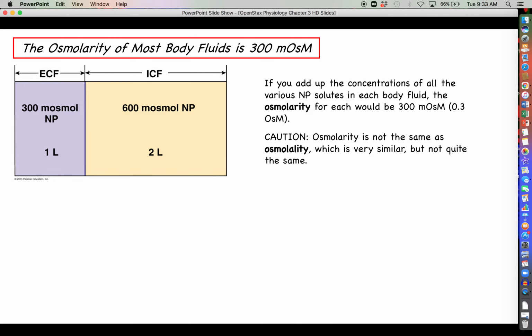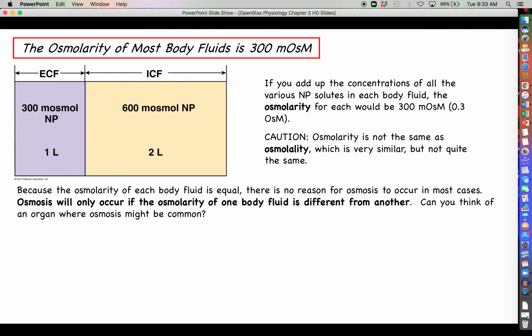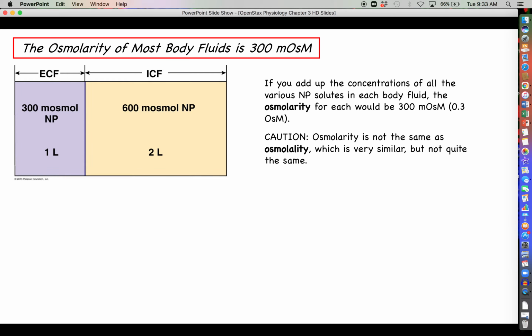Now, a term that you probably are going to encounter occasionally is something that looks an awful lot like osmolarity. You might even wonder if it is a typo in your book. It actually is not. Osmolarity is not quite the same as osmolality. It is very similar, but it is just not quite the same. Osmolality is the number of moles of solute dissolved in a kilogram of water. That is not the same as osmolarity, which is the number of moles of solute dissolved per liter of solution.